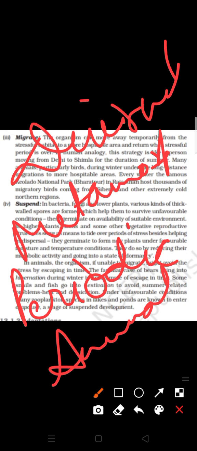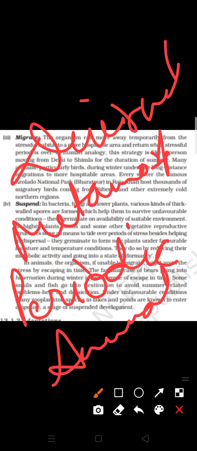Periodic migration means some insects show periodic migration. It means a full population moves from one region to another region. Like a few days ago grasshoppers were coming, the grasshopper migration happened from Pakistan to India, from the west side to the north side of India. So this movement of a group of insects from one region to another region is also known as periodic migration. Annual migration you know very well.